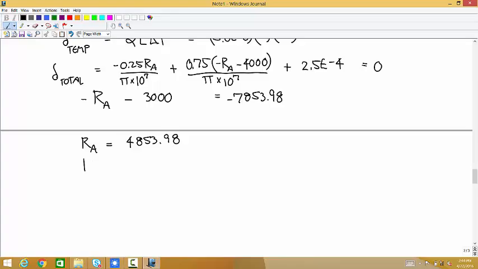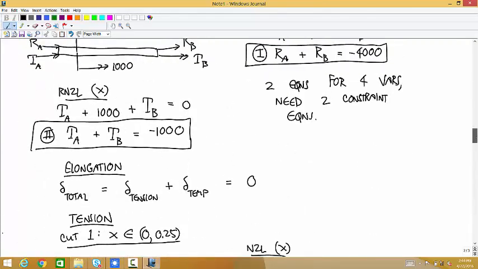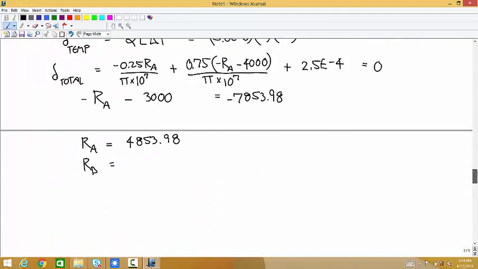And then RB, we have equation 1, so we can solve for RB. They have to add up to negative 4,000. So what's that? RB has to be negative 8,853.98.